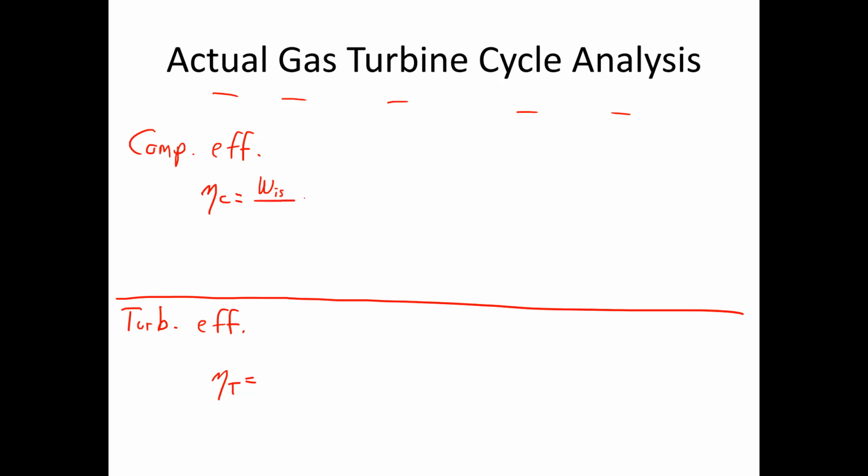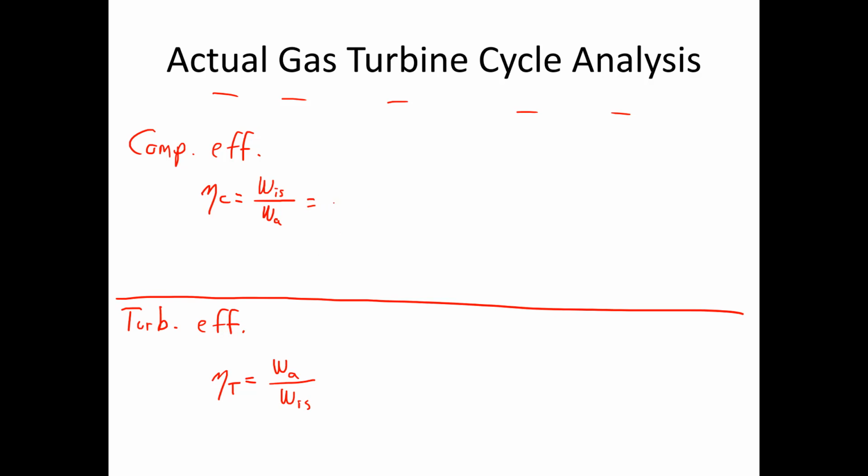as the compressor becomes less efficient, I keep confusing the two terms, please forgive me for that. As the compressor becomes less efficient, you have to put more work into the compressor to get the same pressure increase. So we would say that the efficiency of a compressor is the minimum work, or the isentropic work, divided by the actual work. And for a turbine, it's the opposite. As the turbine becomes more inefficient, you get less work out of it. So the isentropic efficiency for a turbine is the actual work divided by the isentropic work.